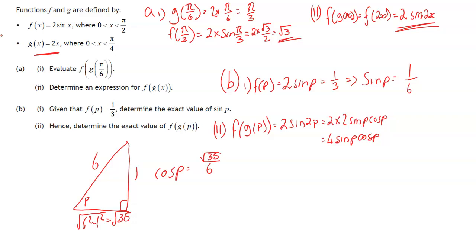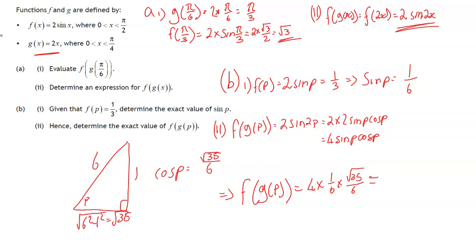Now that I have a value for sine p and a value for cos p, I'm able to substitute them in and get an exact value for 4 sine p cos p, which gives me an exact value for f of g of p. So I can say fine, what that means is that f of g of p, which I know is equal to 4 sine p cos p, is equal to 4 times 1 over 6 times root 35 over 6.